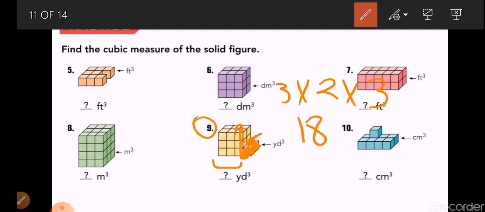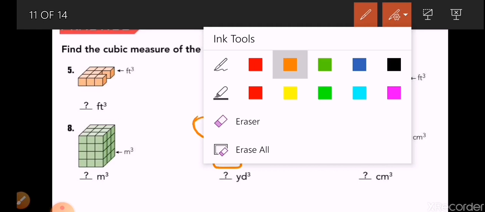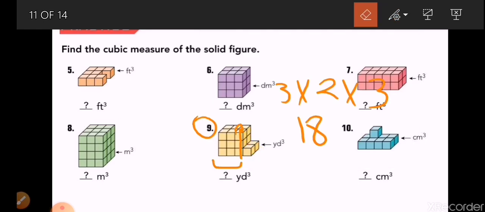Then, where is the part that I erased? They were here. Let me remove it now because I need to add them. Can you see this 2? I will add it to the 18, so I will get 20.